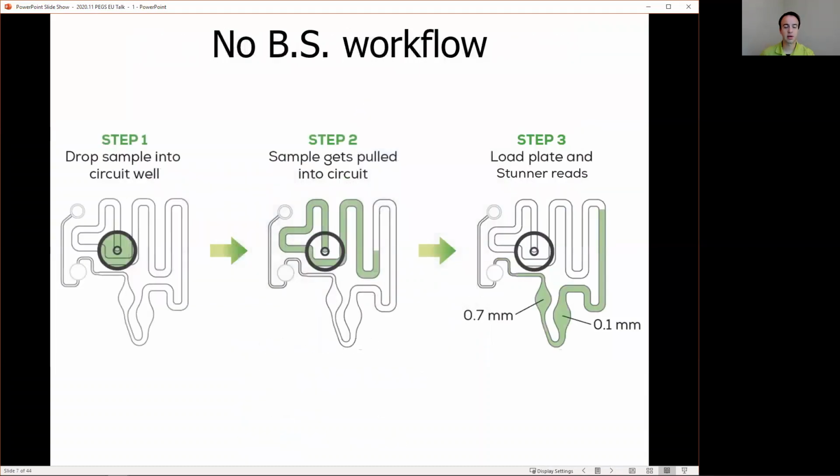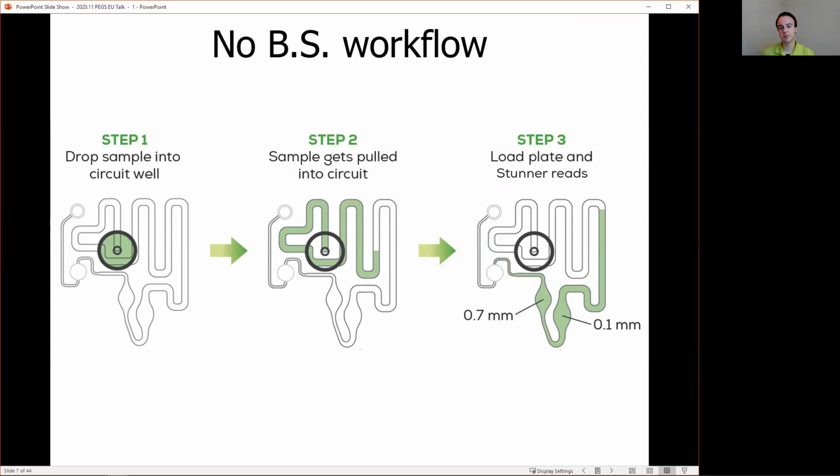How does Stunner do this? Well, when samples are deposited into the input well, they are then drawn to the microfluidic reservoir of the circuit. A sample can be left in the microfluidic reservoir for up to 2 hours without detectable evaporation. During a read, Stunner pumps a sample from the microfluidic reservoir into the microcuvettes. Stunner circuits have 2 microcuvettes in each circuit with 0.1 and 0.7 millimeter path lengths.